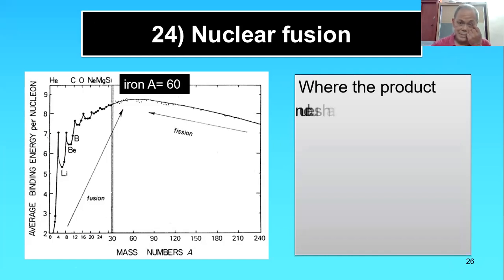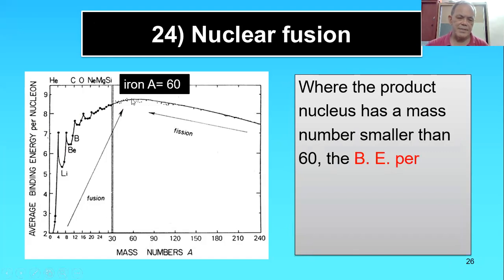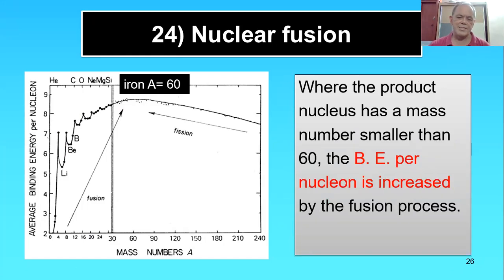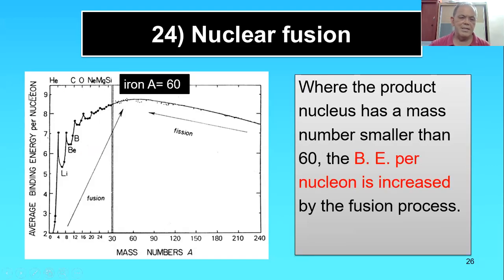Where the product nucleus has a mass number smaller than 60. Right? 60 is the top there, the highest point, iron. The binding energy per nucleon is increased by the fusion process. Okay, just now we looked at nitrogen. Nitrogen is about here, going to oxygen. You can see that the binding energy release is going to be small.